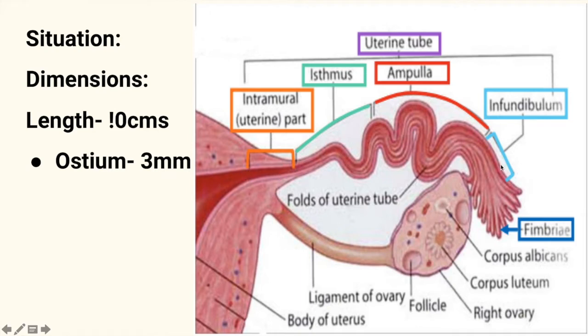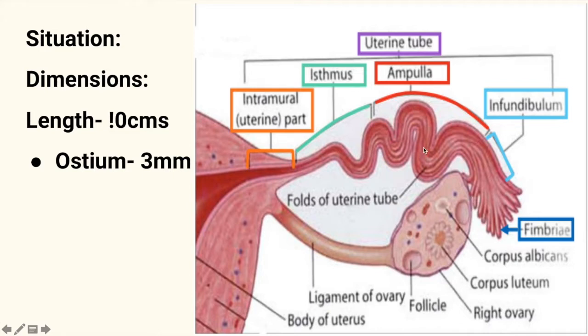Now we'll see the infundibulum part. This infundibulum is funnel shaped. In the lateral end of this infundibulum, there are a number of finger-like projections known as fimbriae. Out of these fimbriae, one which is long and attached to the tubal pole of the ovary is known as the ovarian fimbria.